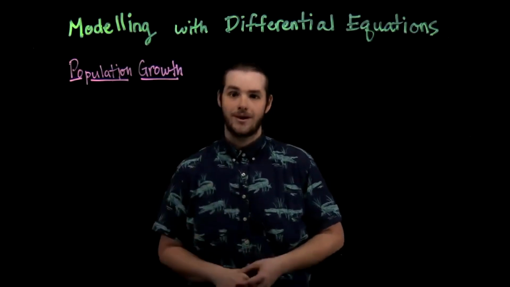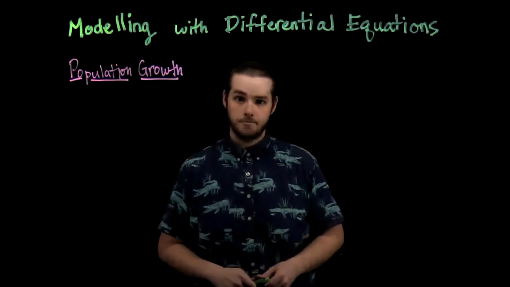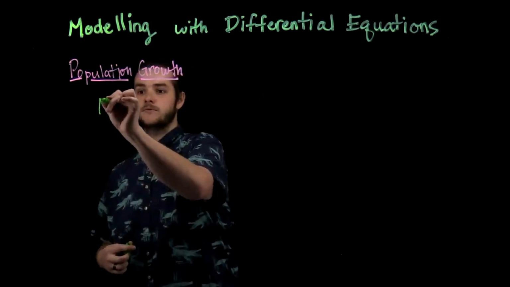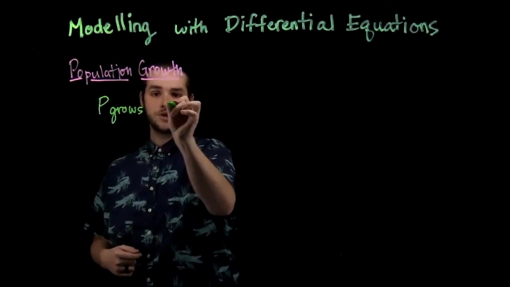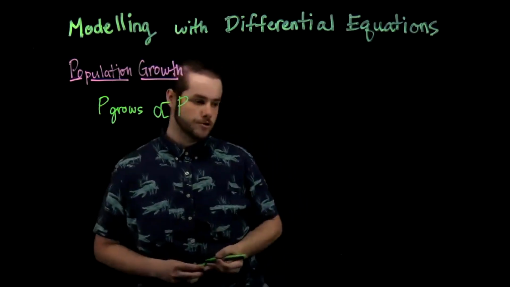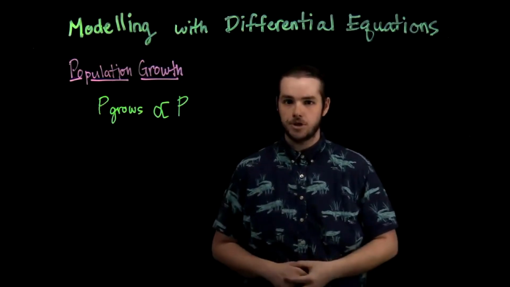A simple application space we can look at is population growth. Now, we know from biology that the population of a species, P, grows proportionally to, well, the population. In other words, the more members of a population there are, the faster the population grows.